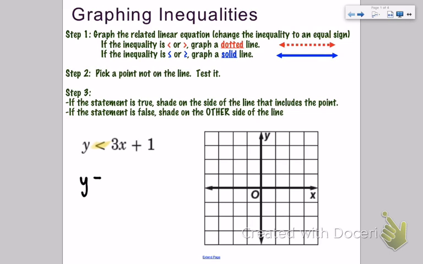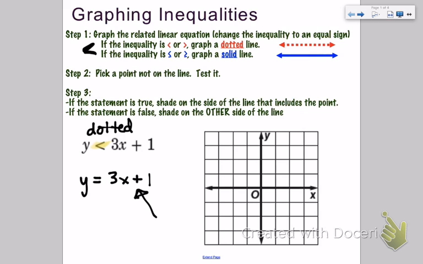So we look to graph the line y equals 3x plus 1. The only difference is that if you look at these two statements, we have to choose a dotted or solid line based on the sign. If the inequality is a less than or a greater than sign, we're going to use a dotted line. If it's a less than or equal to sign or a greater than or equal to sign, we use a solid line. So for this certain equation, we are going to be using a dotted line because it's just less than.